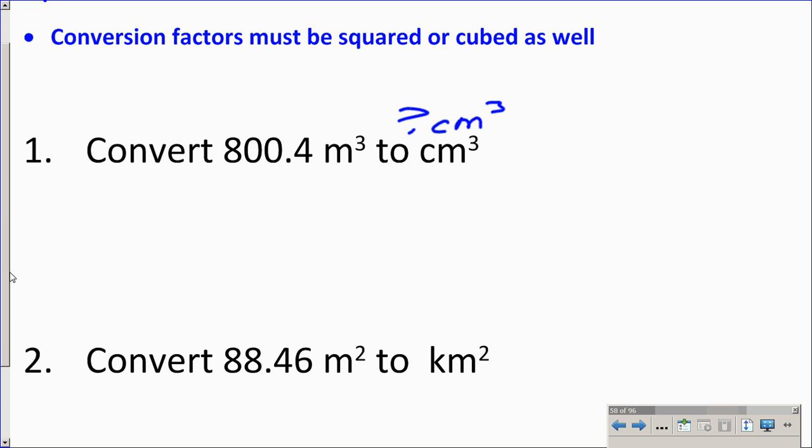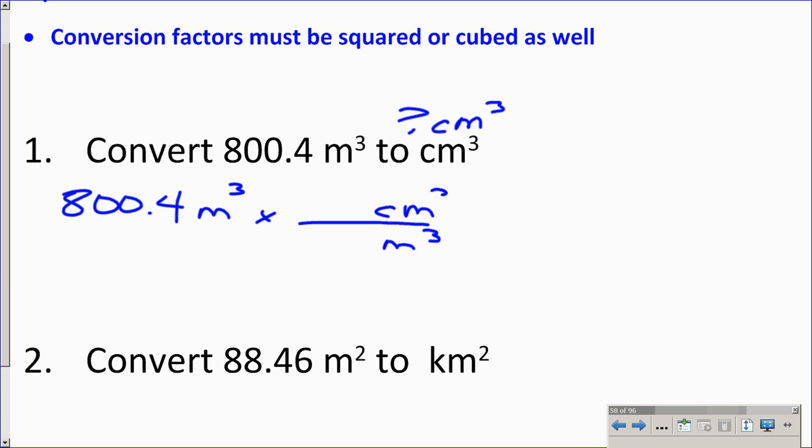The trick here is if you cube one thing like a unit, go ahead and cube the whole shebang. Like cube the number and everything that you're converting with. Don't cube this number. This number is told as is. 800.4 meters cubed. Okay? And I want to get out of meters cubed. So what has to go in the denominator? Meters cubed. I want to get to centimeters cubed. So it has to go on top.